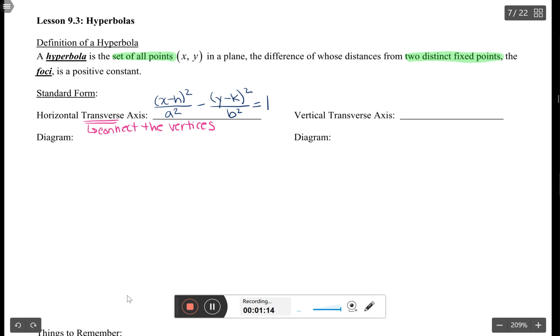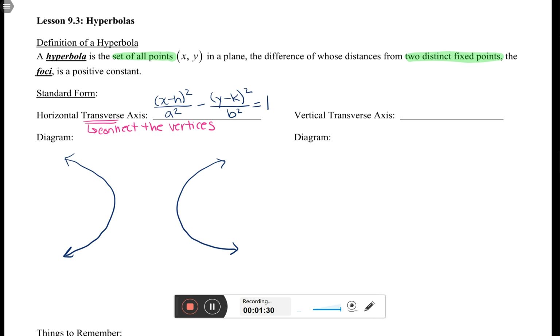So let's draw a diagram to go with a horizontal transverse axis. In a hyperbola, we will have 2 branches. Here we have 1 branch. The other branch will be symmetric to that branch. Draw on them the best you can. Each branch has its own vertex. So here is a vertex. We'll call this V1 and V2.